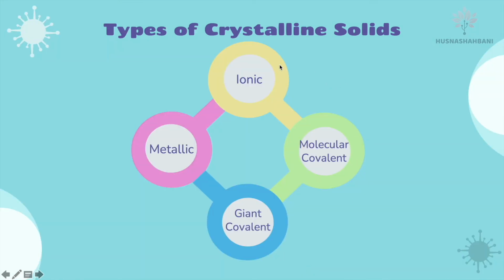Types of crystalline solid: metallic, ionic, molecular covalent, giant covalent. Both of these two are covalent bonds; this one is molecular covalent, this one is giant covalent, an extensive network of giant covalent.